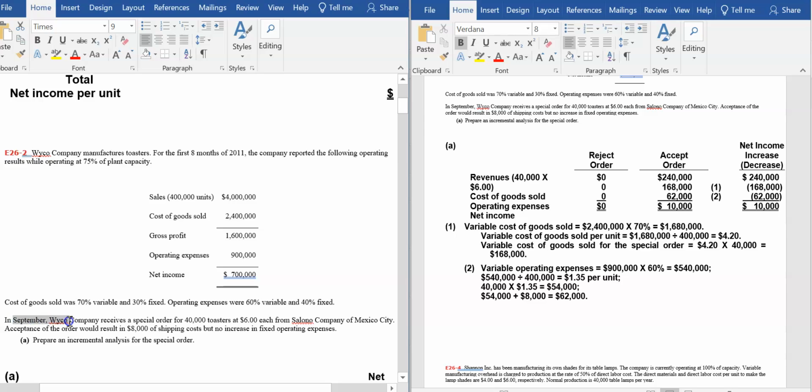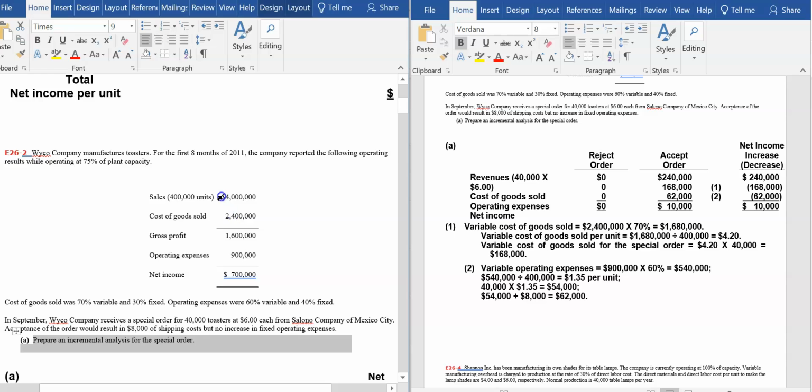In September, the company receives a special order from a customer for 40,000 toasters. The customer offers to buy them at $6 each. If the company accepts the order, they will incur an additional $8,000 of shipping costs, but no increase in fixed operating expenses. So this is a decision of, do we accept the special order from the customer or not? Decision is going to be based on whether this special order will increase the company's profitability.